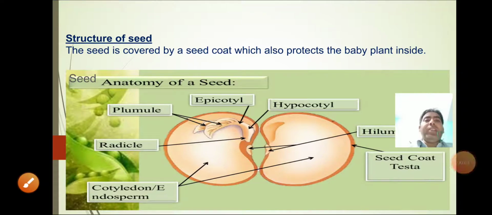This is Standard 6 Science video number 3. In this video, we are going to read about the seed and its structure. First, what is a seed?